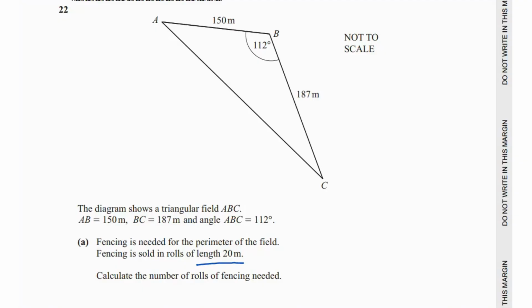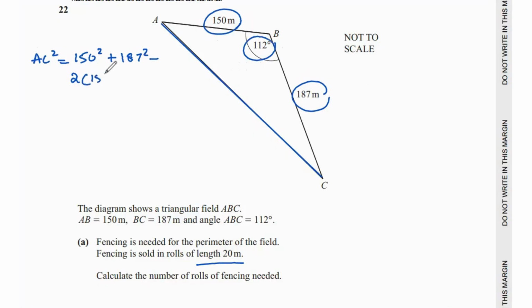So since we need the perimeter, we need the boundary, and we have the length of AC missing. So whenever we have two lengths and the angle between them, we use the cosine rule to find the third length. So that's going to be AC squared equals 150 squared plus 187 squared minus 2 times 150 times 187 times cos of 112.